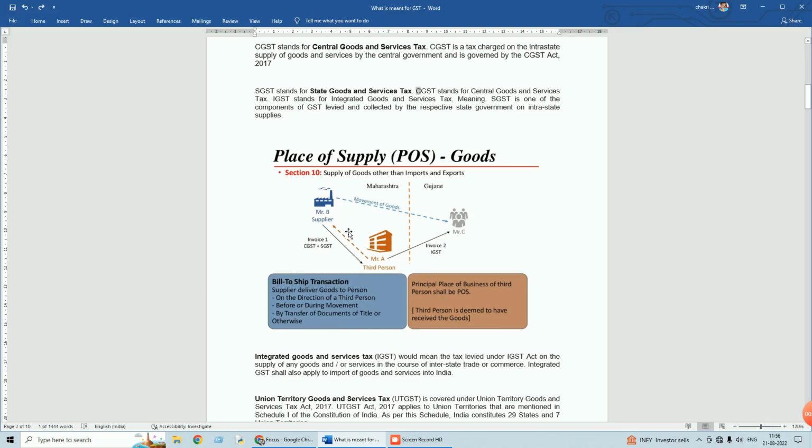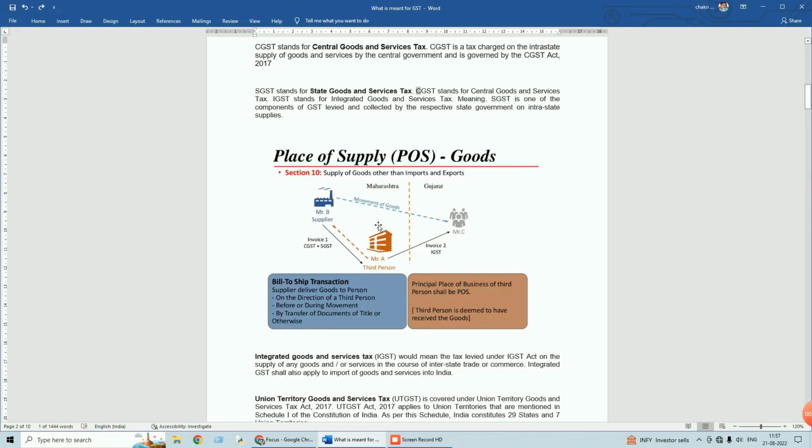So here you can see Mr. B is a supplier. He is sending to Mr. A. A is the third person. Now Mr. A is sending these goods to Mr. C. So here you see the movement of goods. When B is sending to A, he is sending locally, so he is charging CGST plus SGST. When A is sending these goods to C, he will charge IGST.